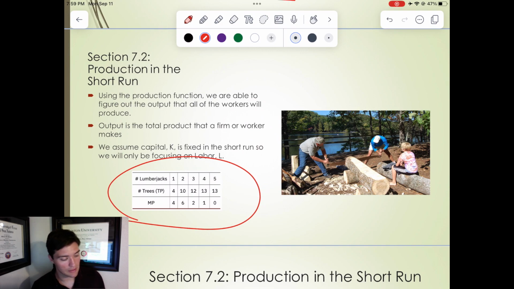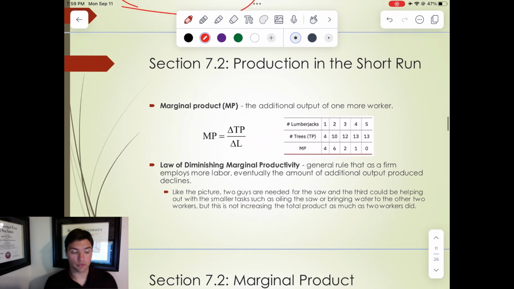Now, what's the issue here? Look at that third guy that's sitting there. He could be doing something, but right now he's doing nothing. So we're getting to this point where, yes, we are making more stuff, but there is an issue here. The issue is the marginal product. The marginal product is: what is that next person doing? If you hire somebody, what is the extra thing that they're making?